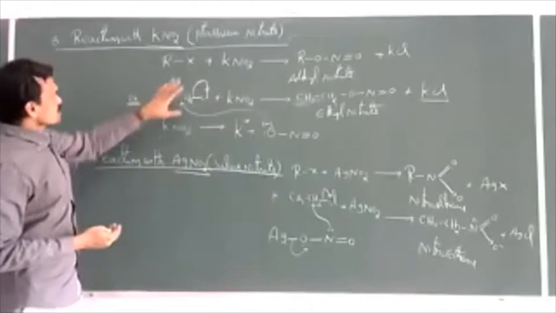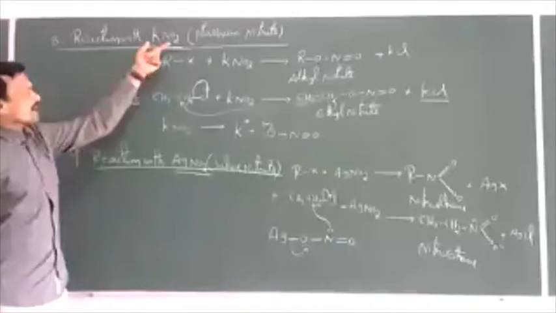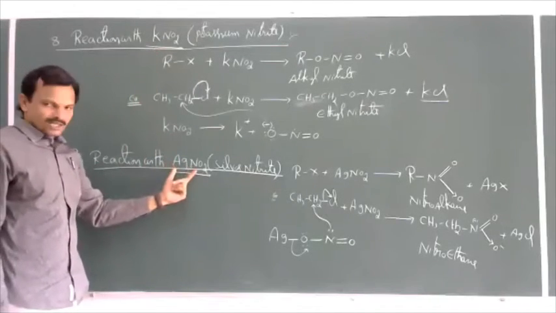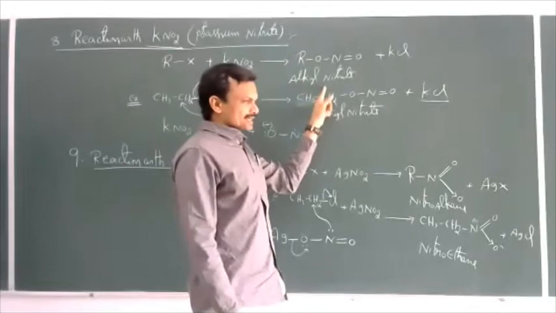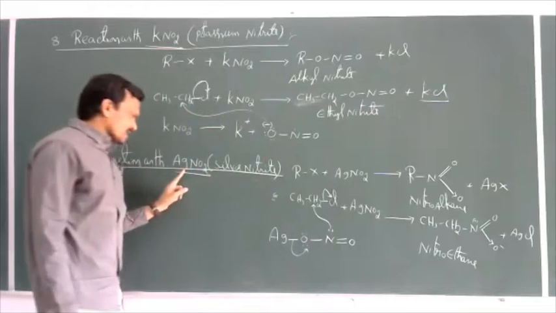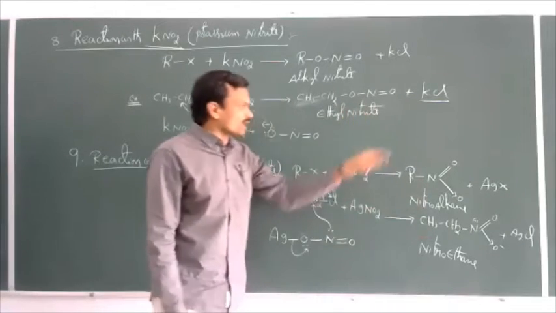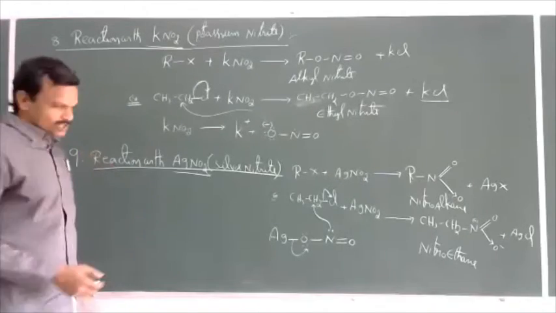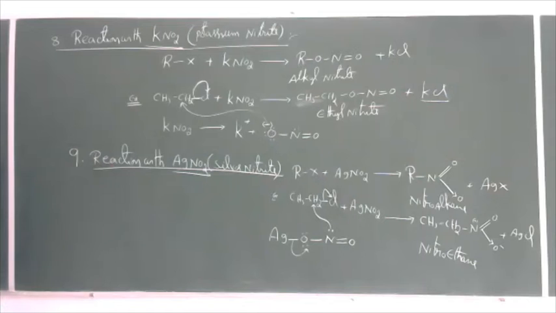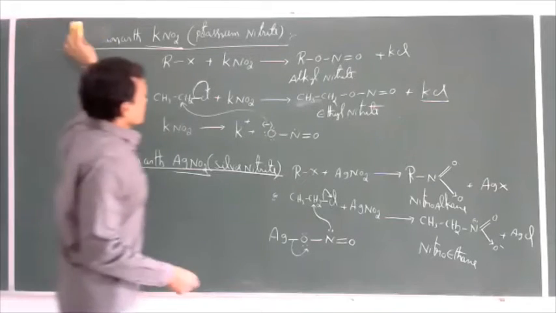Okay, so this is regarding a reaction of haloalkanes with potassium nitrite and silver nitrite. Potassium nitrite gives alkyl nitrite, whereas silver nitrite gives nitroalkane. Alkyl nitrite and nitroalkane are both functional isomers. So this is another reaction. I'll come to the next reaction.